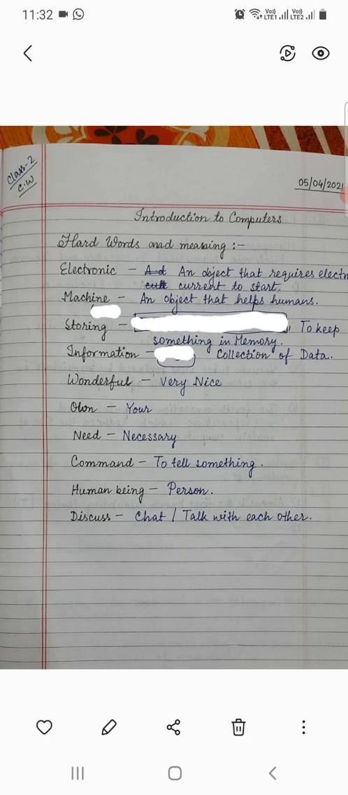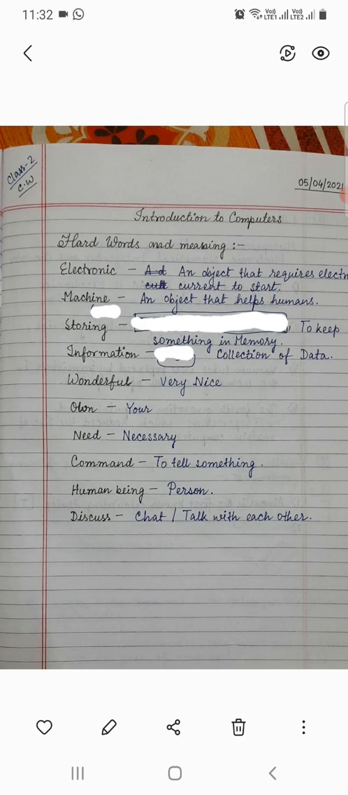I will give you some questions. You have to write those questions and submit your classwork in the Google assignment section. So let's start. I have already given you these hard words as your classwork on 5th April. So we will revise those hard words again today, and after that we will go for our classwork.